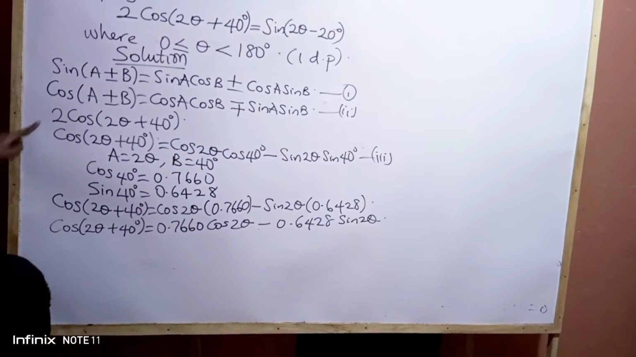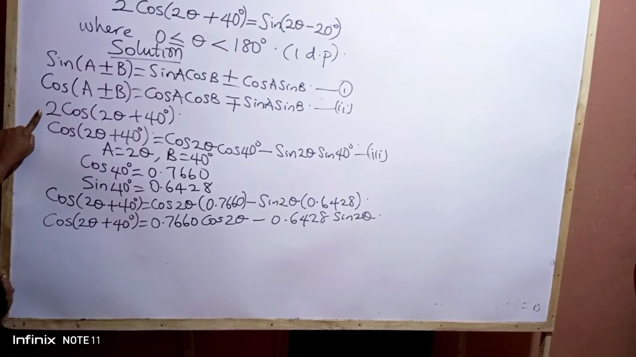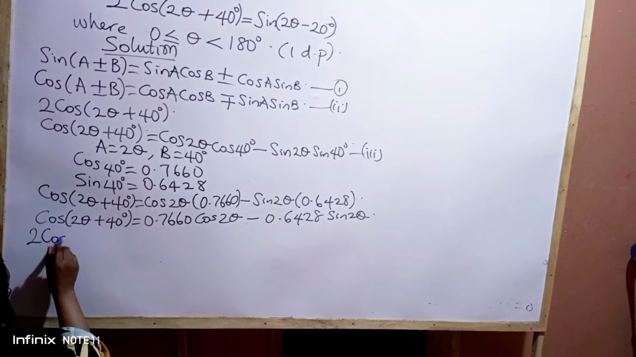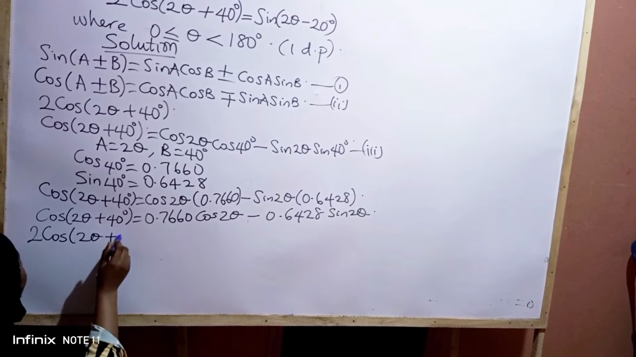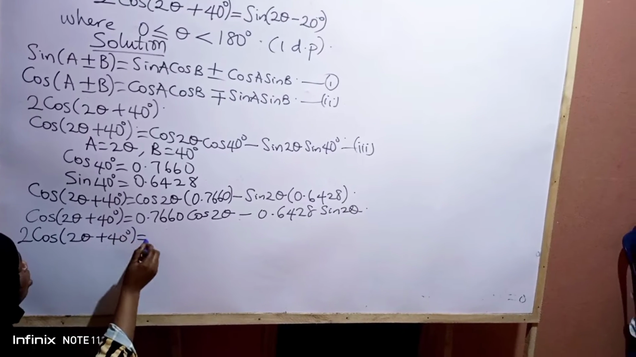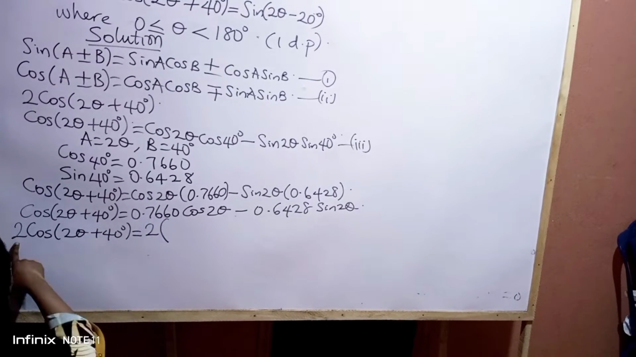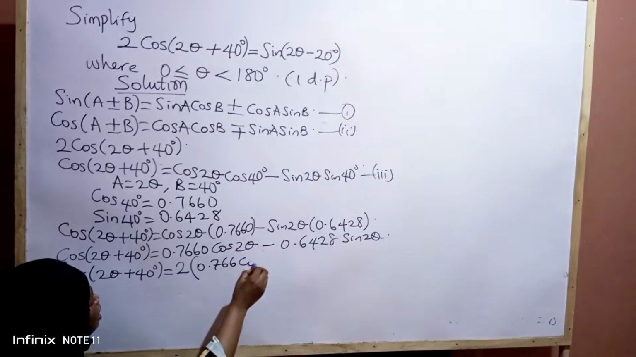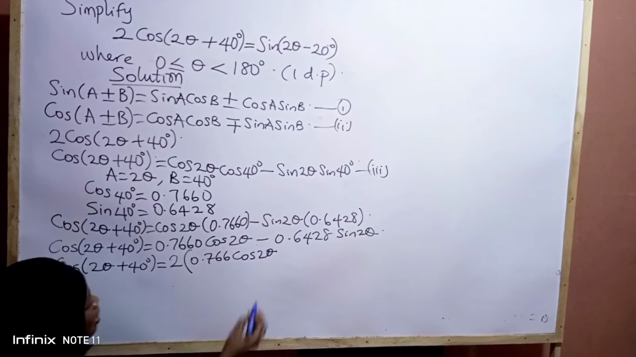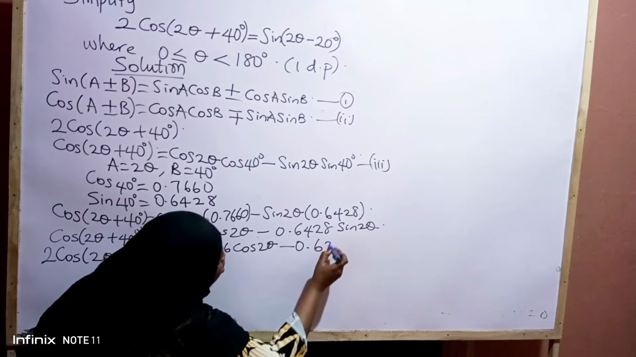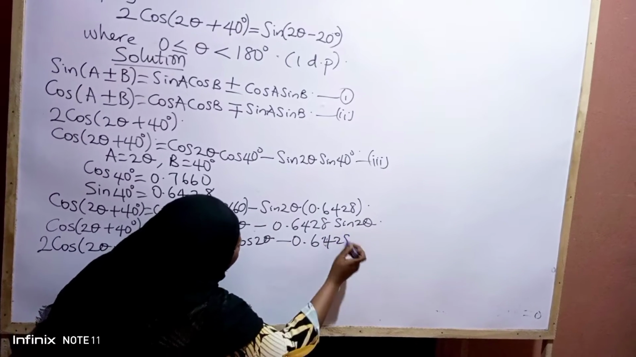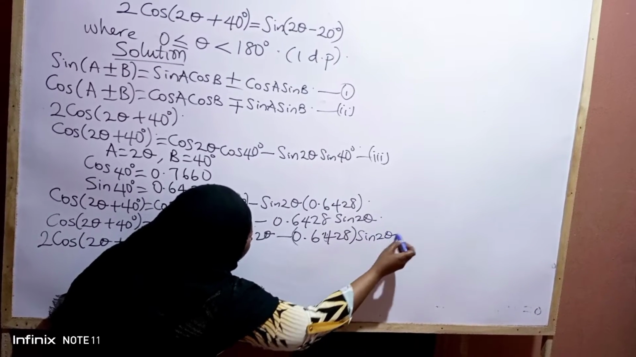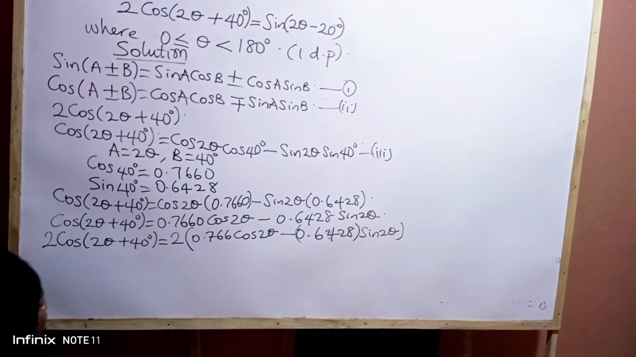So you have to recall the initial equation where 2 was involved. We have 2 cos of (2 theta plus 40 degrees) equal to 2 into brackets, this same 2 into the bracket, 0.766 cos 2 theta minus 0.6428 sine 2 theta. So everything like that.